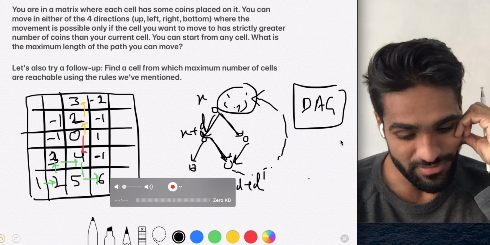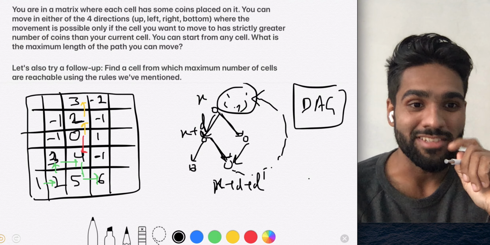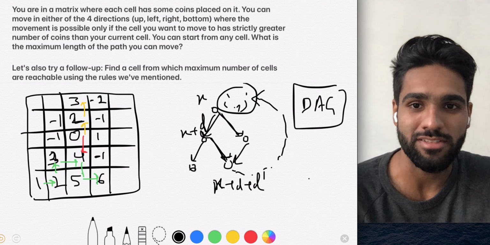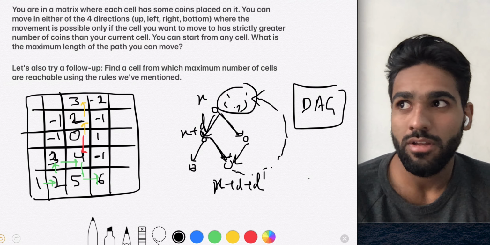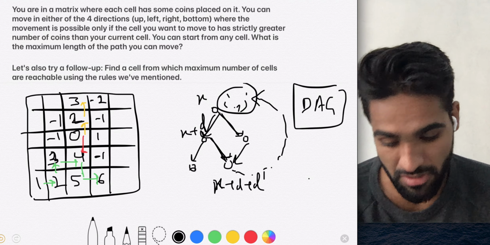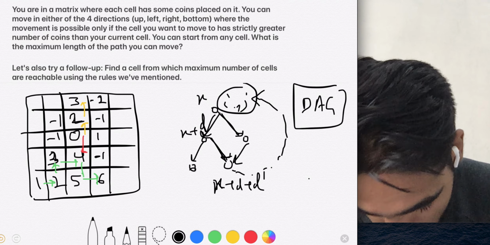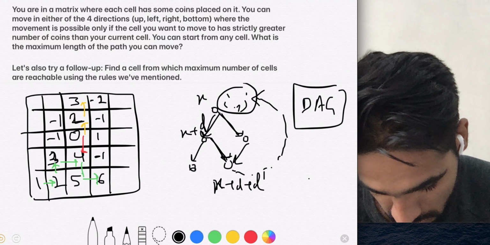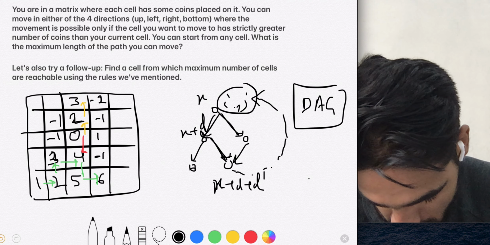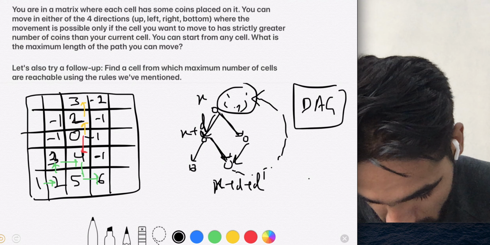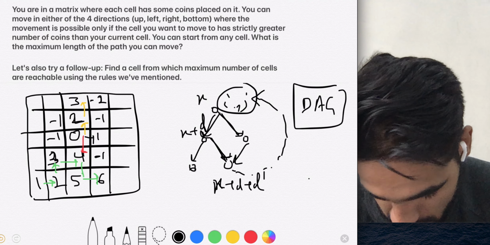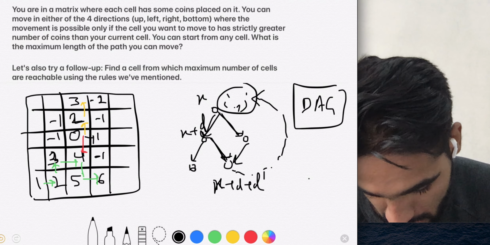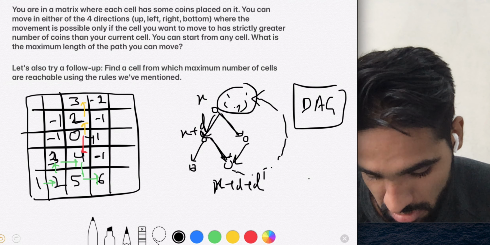So the follow-up that I ask is, and there's a reason I'll tell you why I ask this. The question that I ask is: find a cell in the matrix from which the maximum number of cells are reachable. So in this case, from 0, you can go to 4 as well as 2 and 3, and you can also go to 1. So 1, 2, 3, 4: 4 cells are reachable from 0. Whereas from 5, only 1 cell is reachable.